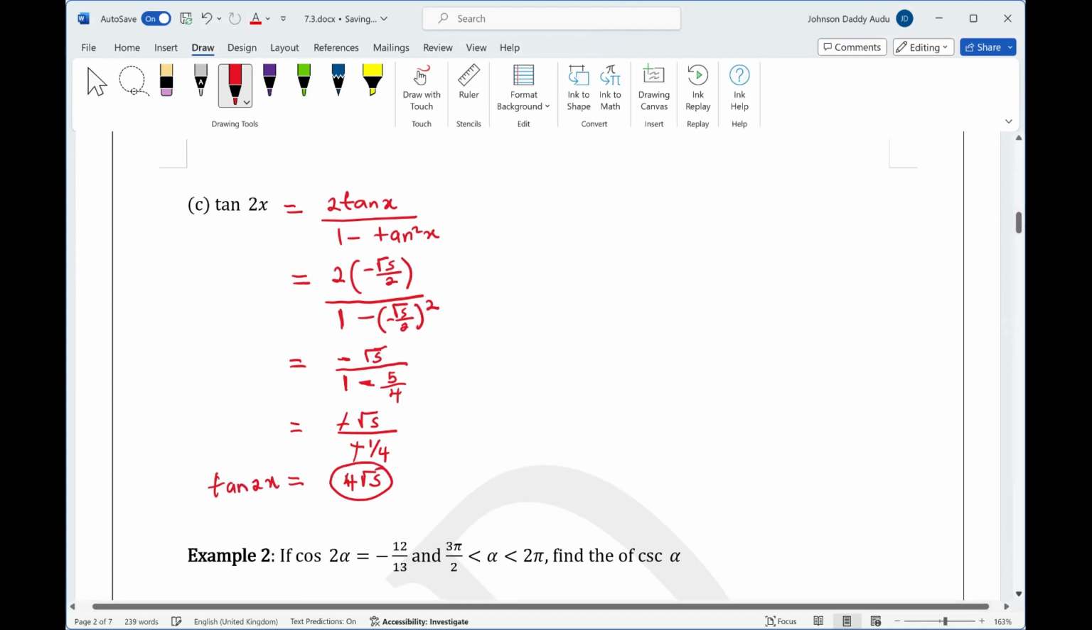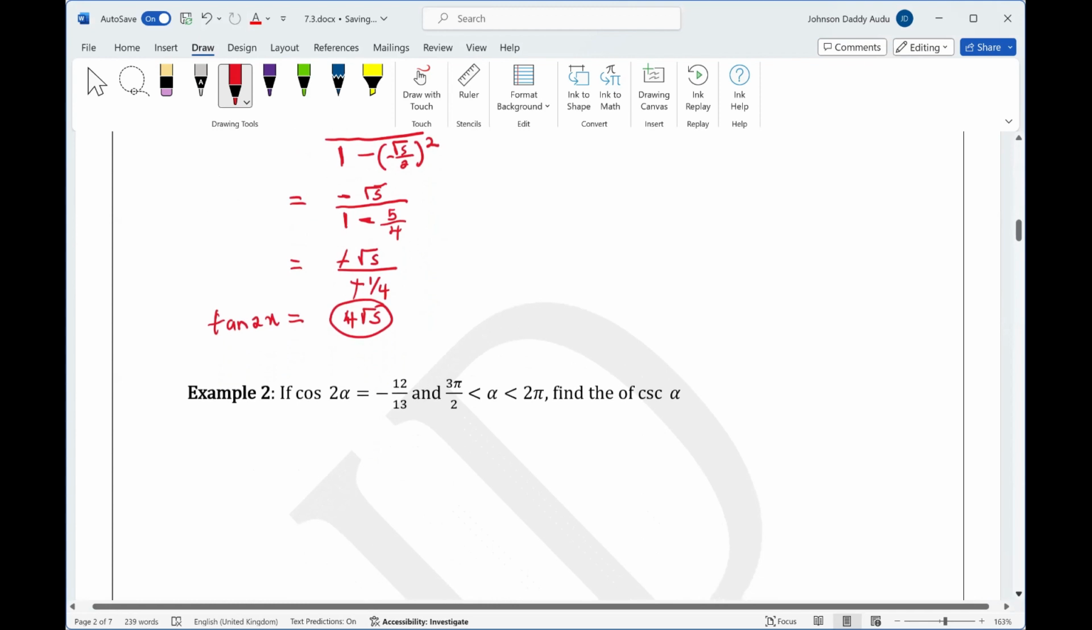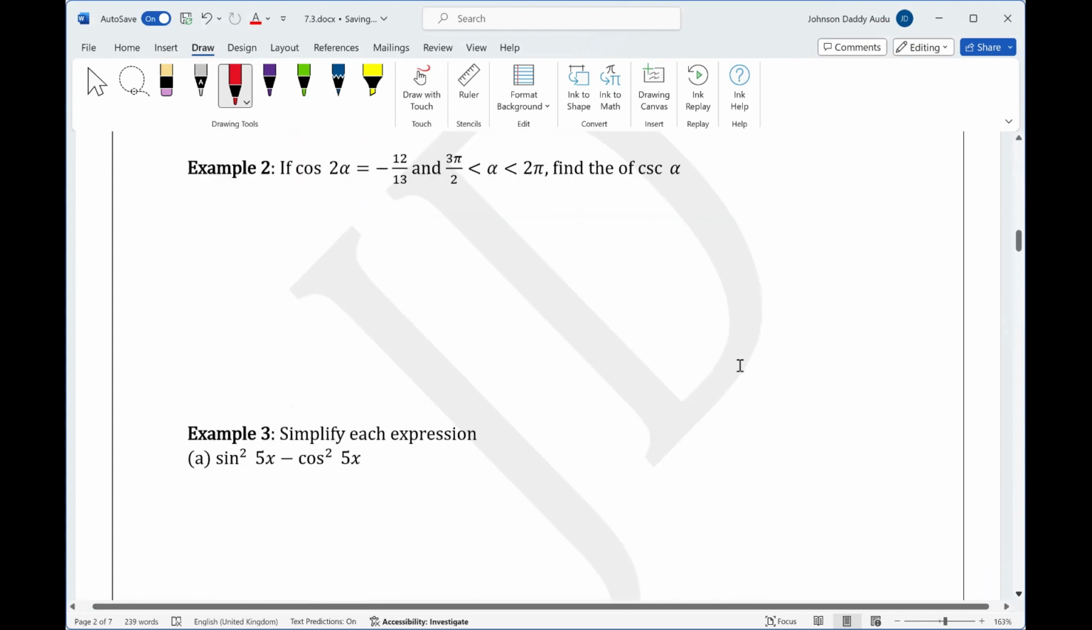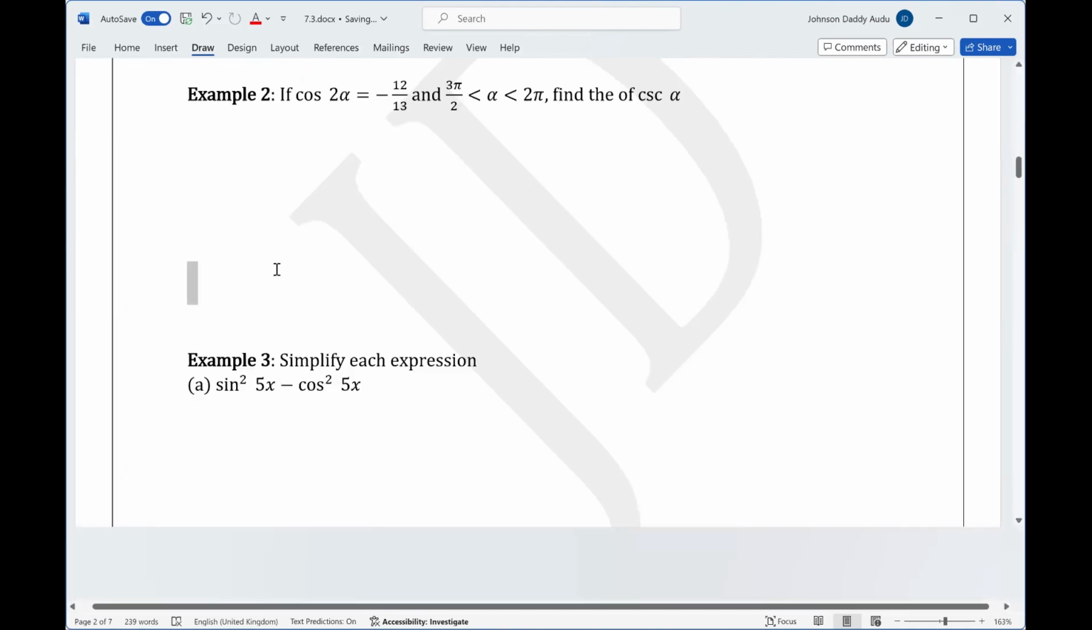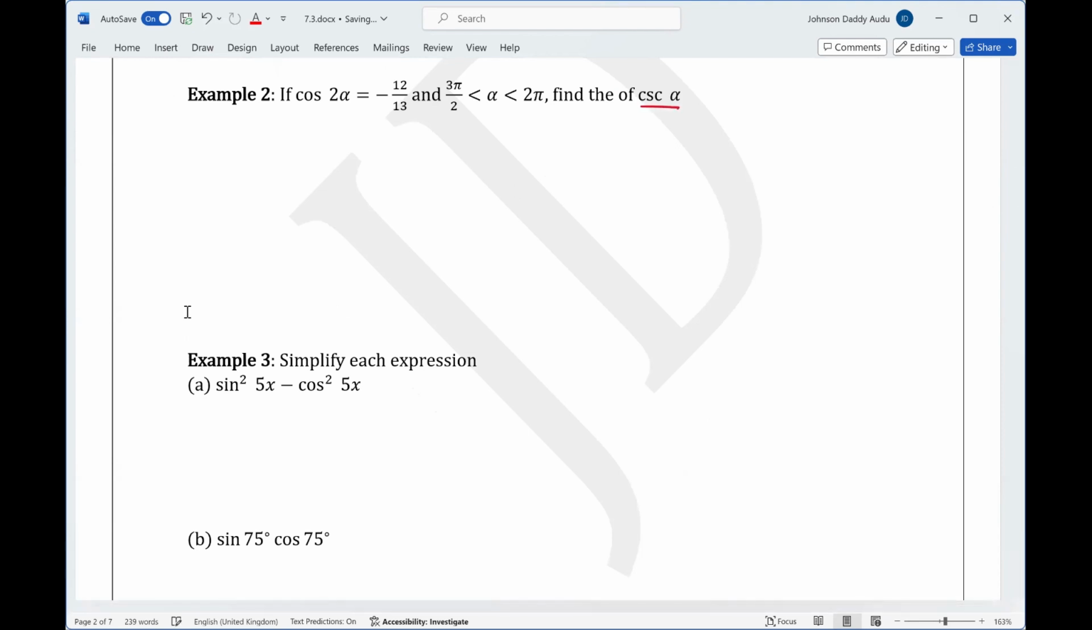All right, now example 2. Look at example 2. We're given that the cosine of 2 alpha equals minus 12 over 13, right? So what does that mean? It means we need to find cosec alpha. But if you look at these quadrants, how can you find cosec alpha? Let's think of getting sine alpha first.